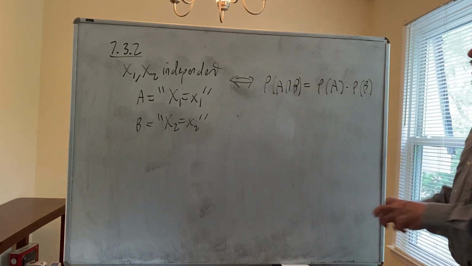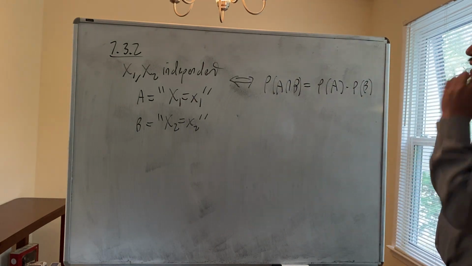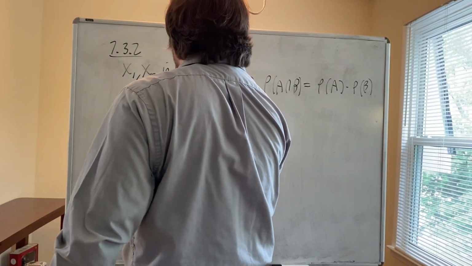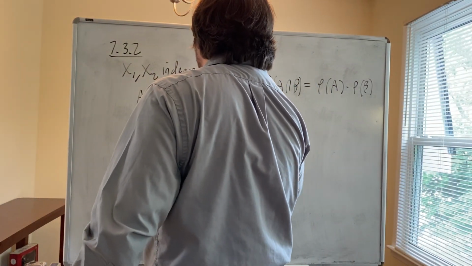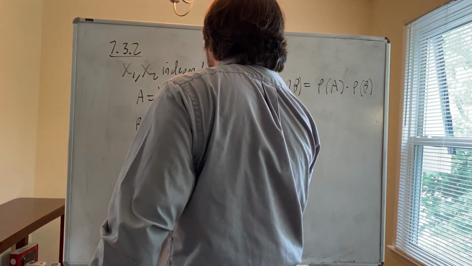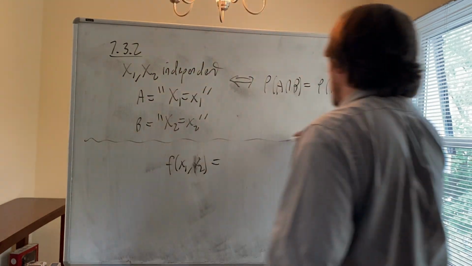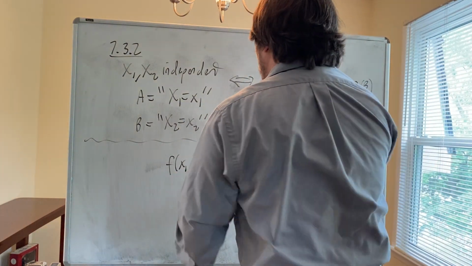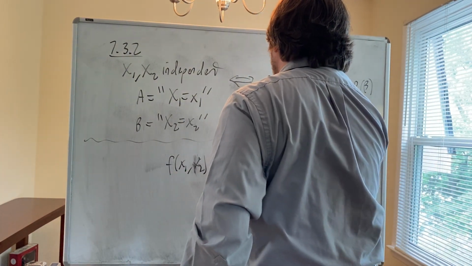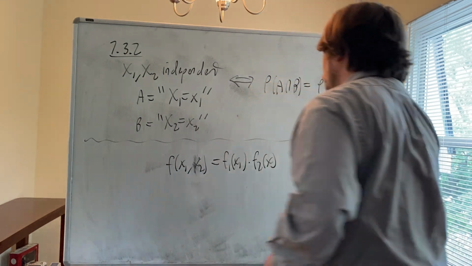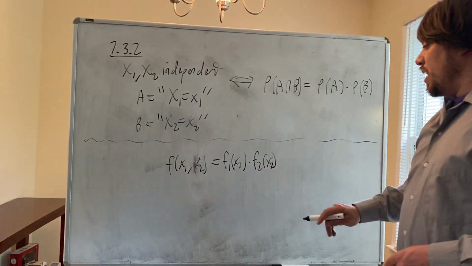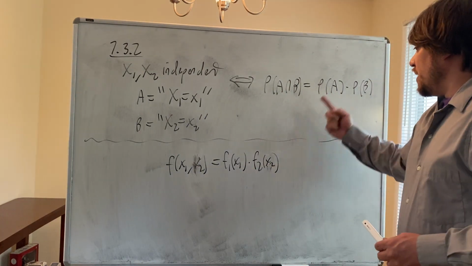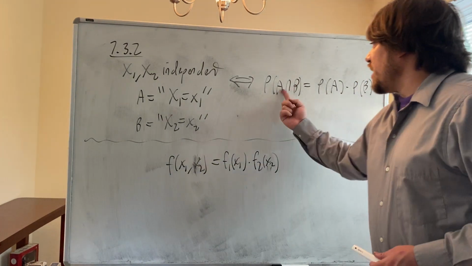Okay, so that comes directly from the definition of independent events, right? From the definition of independent events, we get f of x1 comma x2 is equal to, so at the top there, this is just me explaining. We have that little f of x1 comma x2 is equal to f sub 1 of x1 times f sub 2 of x2. And so the analogy here is that this is that, and this is that.